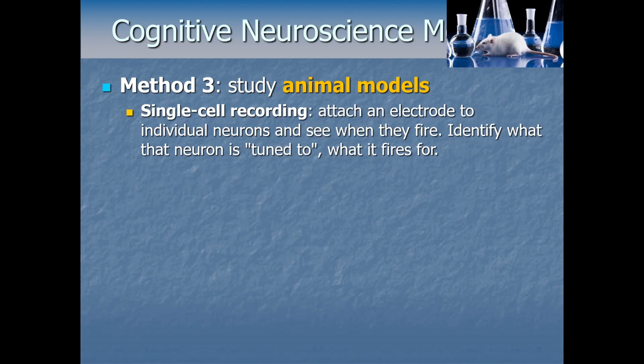Meanwhile, other cognitive neuroscience overlaps a little more with behavioral neuroscience by using animal models. One of the biggest benefits of animal models is that it allows us to do single cell recording, meaning single neuron recording. Basically, we can attach an electrode to individual neurons and see when they fire, which helps us identify what that neuron is tuned to, what makes that neuron go off, what its function is.